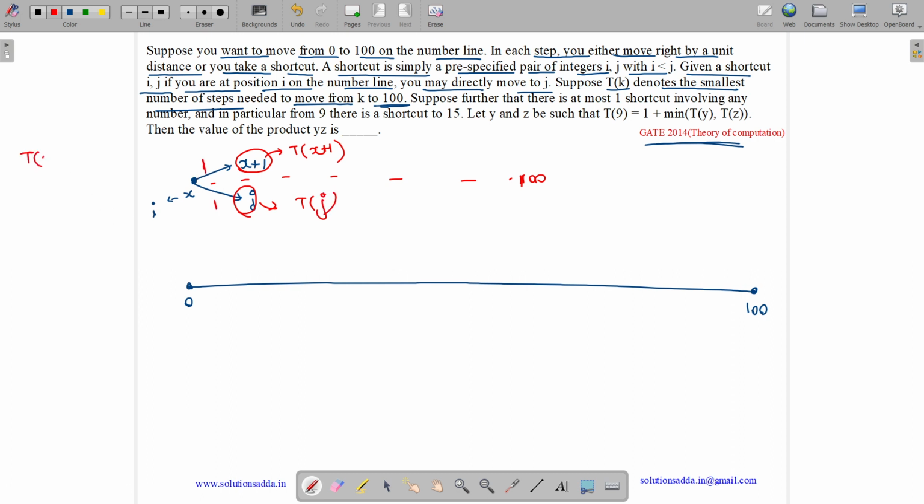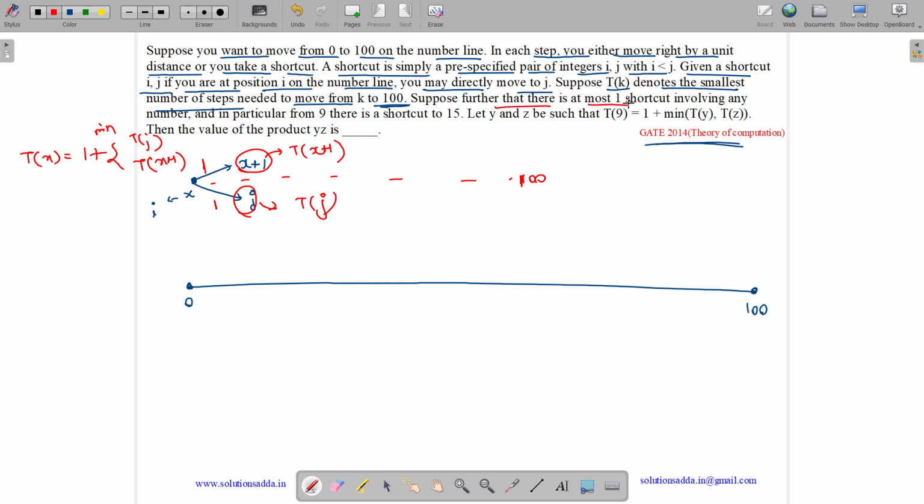So what we can do? We can write tx equals to how many steps are required from x? One step you have taken, and then either you go from x plus 1 or you go from j, which is min of tj or t(x+1). Okay. Same is written over here.